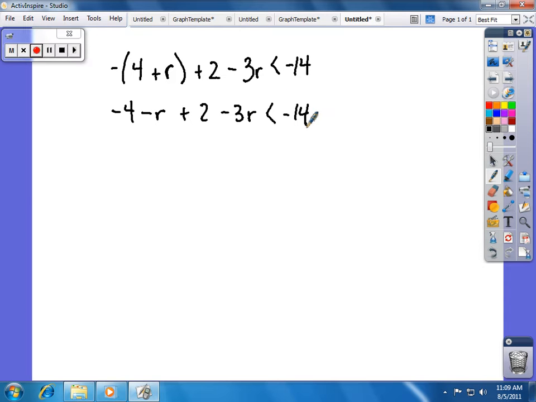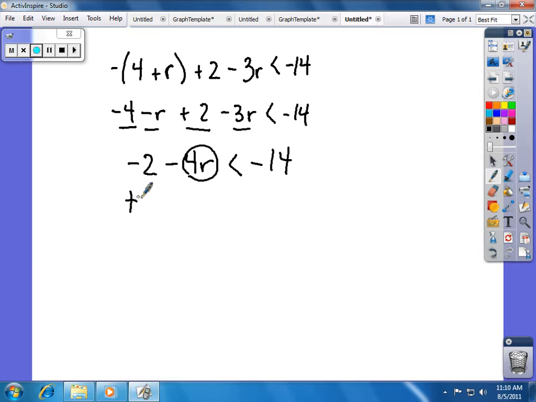And now we're going to look at combining together our like terms. We've got this negative 4 and this positive 2. So negative 4 plus 2 will leave us with a negative 2. Then we've got negative r minus another 3r, which would give us a minus 4r, which is less than negative 14. Now again, the goal is to get the terms with the variable on one side, and all the constants on the other.